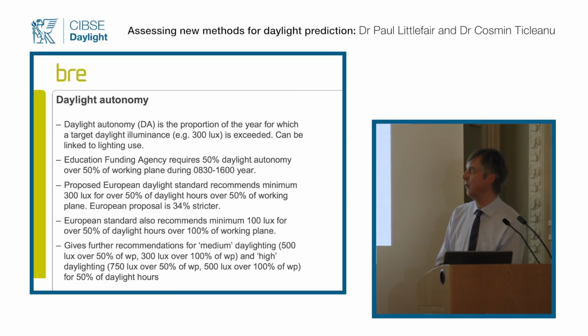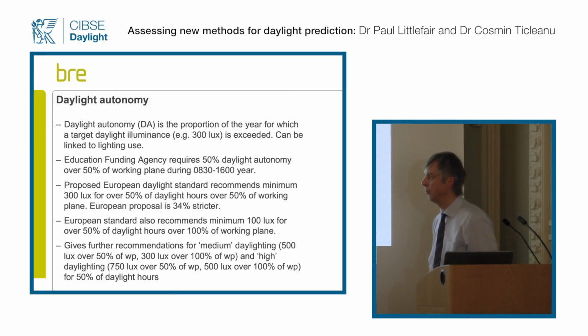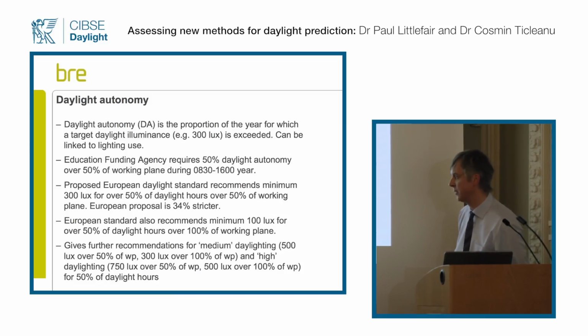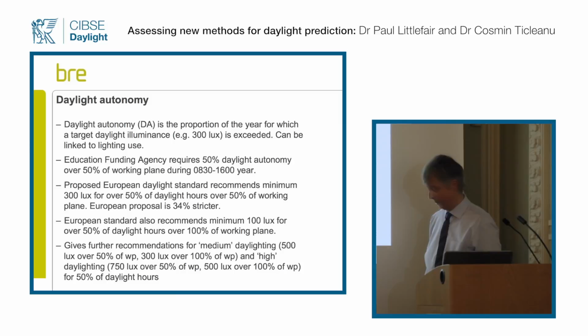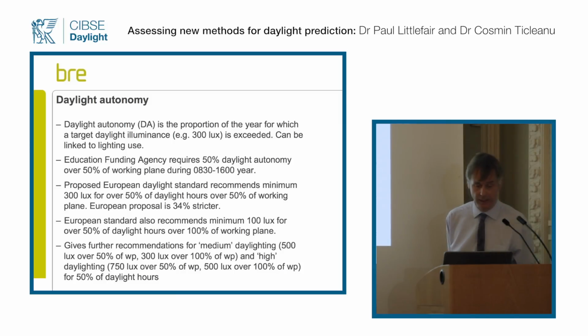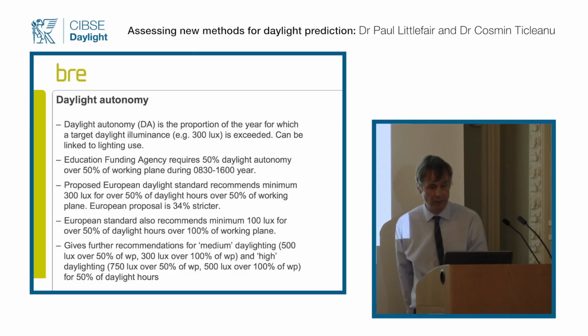And these two recommendations are just the minimum values in the European standard. As well, it gives further recommendations for medium daylighting and high daylighting, which are actually quite a lot more. So for high daylighting, you're supposed to have 750 lux, over 50% of the working plane for 50% of daylight hours. And then 500 lux over the whole of the working plane for 50% of daylight hours. So that's quite a difficult thing to achieve in a daylit space.